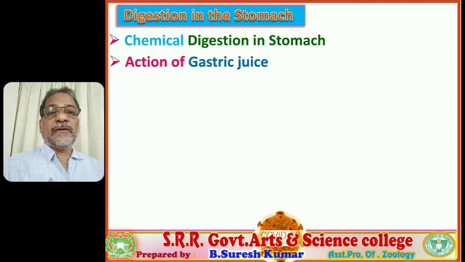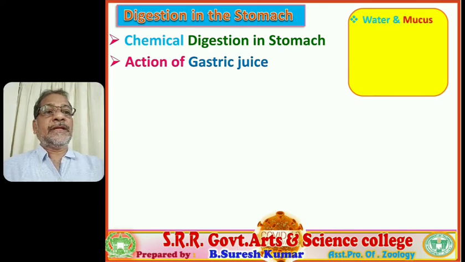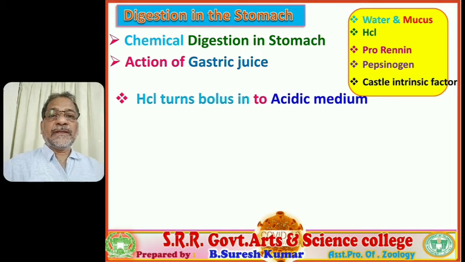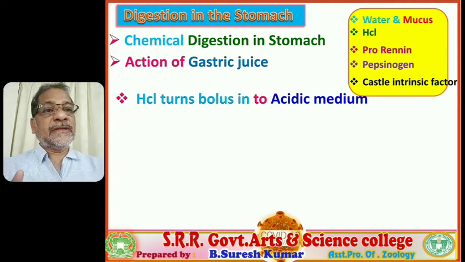Now we are going to discuss the action of gastric juice. What are the contents present in gastric juice? Already we learned the pH is 1.8 to 2.5, and water and mucus, HCl, prorenin and pepsinogen, and intrinsic factor are present. So first, the HCl present in gastric juice turns the bolus into an acidic medium. Immediately the bolus turns into an acidic state.